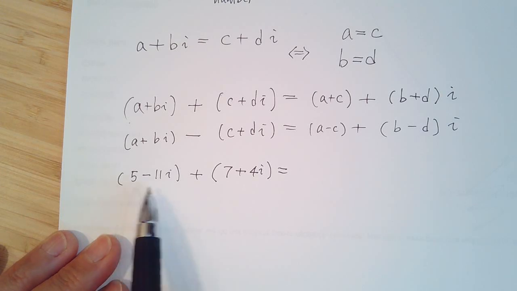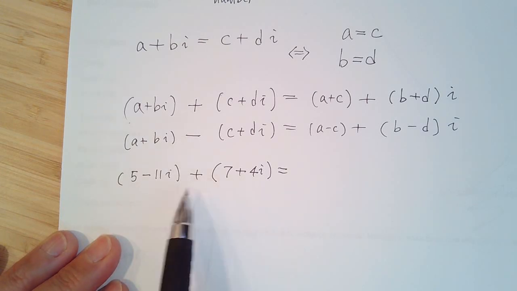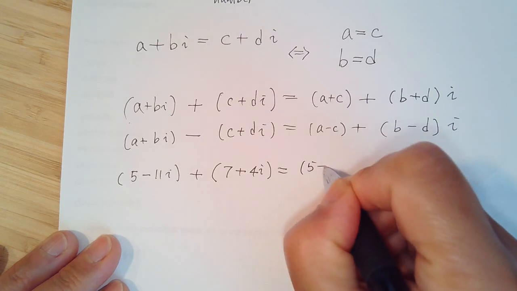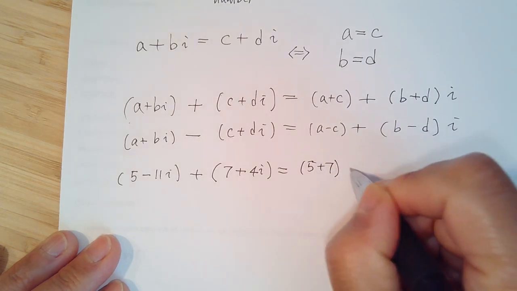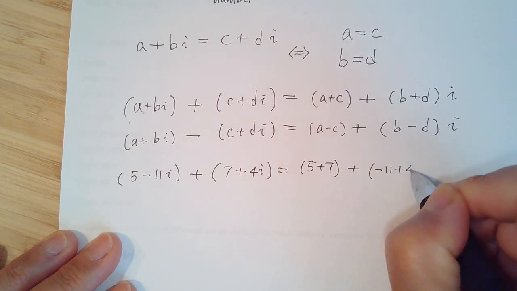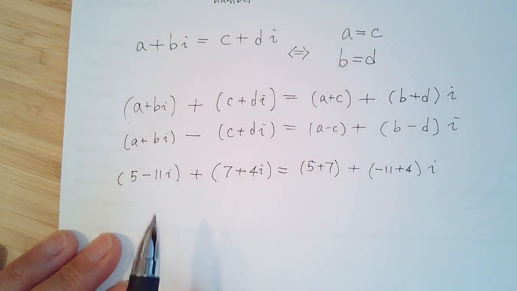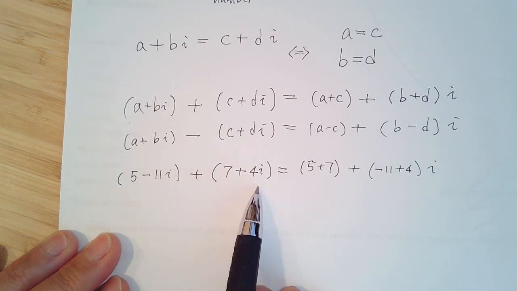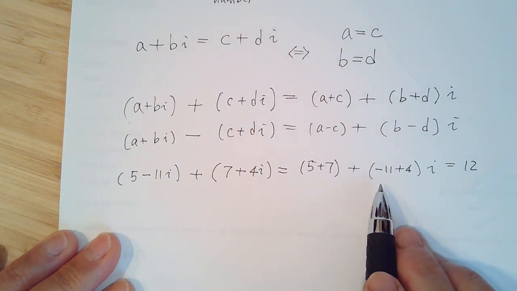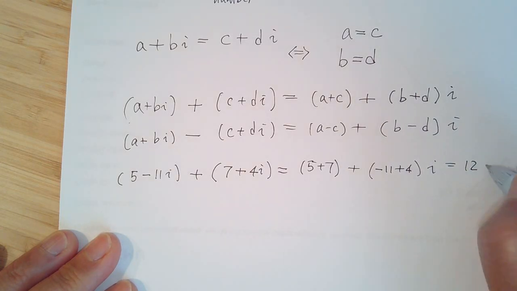This is the real part, imaginary part, real part, imaginary part. Here's a plus, so real plus real. So I get 5 plus 7. And then here's going to be negative 11 plus 4i, right? So real with real, imaginary with imaginary. So the answer is 12. And here, negative 11 plus 4, which is negative 7, so it's going to be 12 minus 7i.